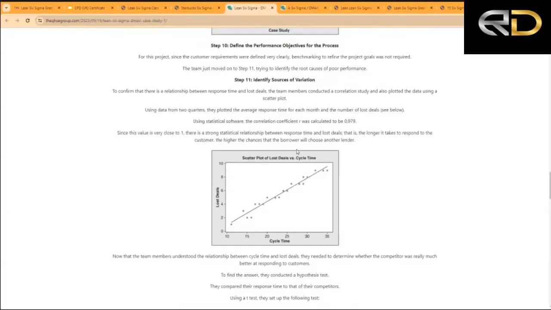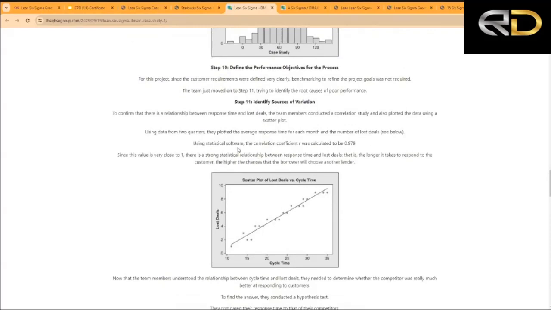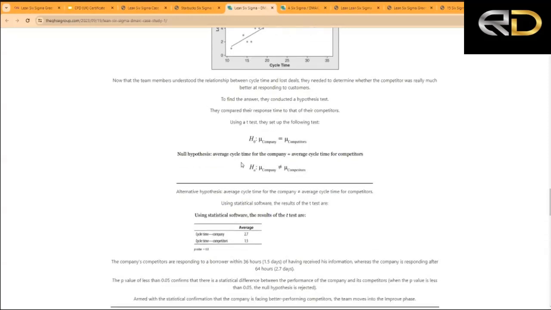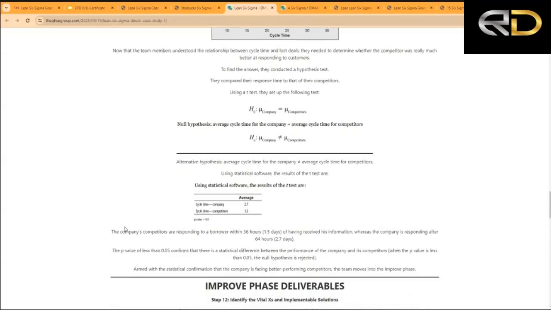So after you identify a source of variation, first you confirm its relationship to the goals of the process using a scatter plot, and then you compare to other processes, other banks. To answer this, you conduct a hypothesis test. This is the second step. Here is the t-test formula. Using the statistical software, the results of the t-test show the cycle time for the company is 2.7 days. The other banks are taking 1.5 days. So the company's competitors are responding to borrowers within 36 hours.